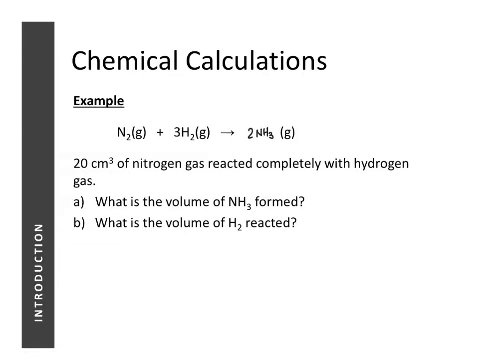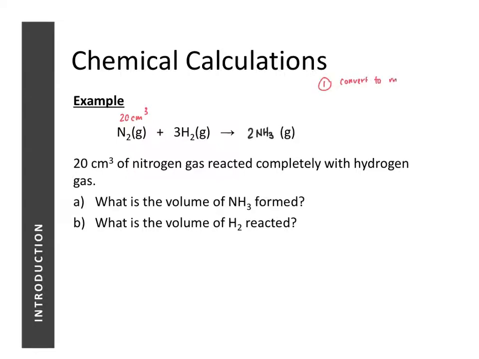Now in this question, we are looking at the formation of ammonia from nitrogen and hydrogen, right? And then we are given that 20 cm³ of nitrogen was reacted completely. Alright, so now the question requires us to find the volume of ammonia formed and the volume of H2 that is reacted. Okay, we can use the 3C approach again to solve this question. So let's try it. Step number 1, which is to convert to moles.